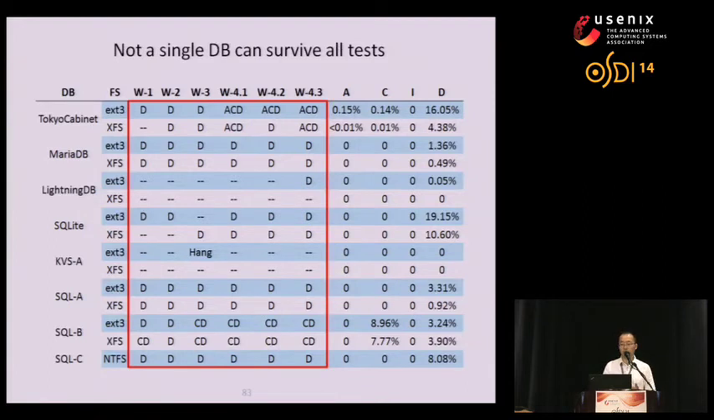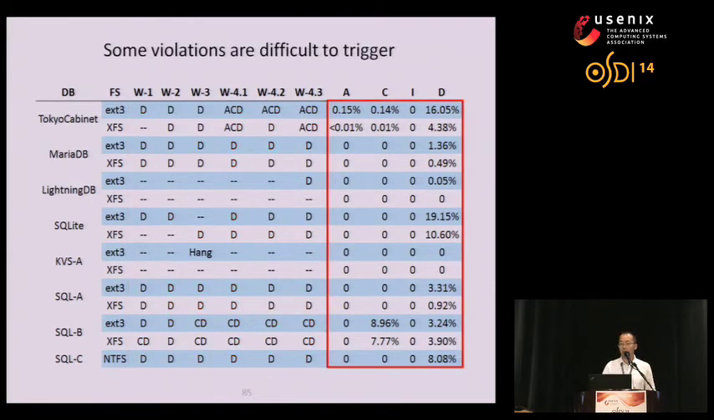Here's the result summary again. And as mentioned earlier, not a single database can survive all of the tests in our experiment. The most common error is durability violation, although durability may be violated in a different way in different databases. The last 4 columns show, for each type of ACID violation, the percentage of power faults that trigger the violation among all power faults injected exhaustively.